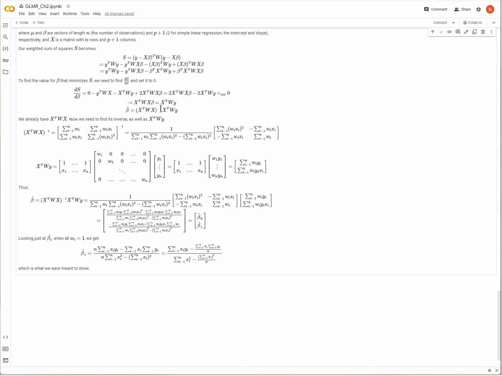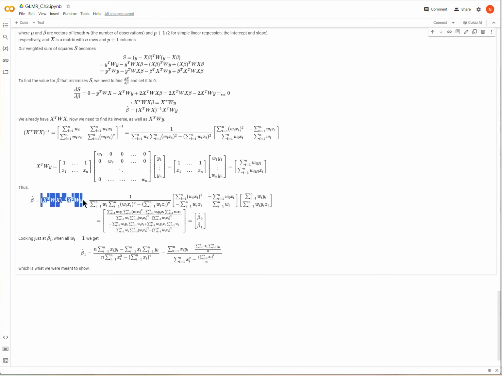So we found that part, and now I need to find this part. We already know what X, or XT, looks like. We defined that earlier. We defined W earlier, and Y is just a vector with each observation. The first thing I'll do is multiply the Y times the W matrix, and I'm going to get this. Then I multiply this times my X transpose, and when I do that, I get this vector here.